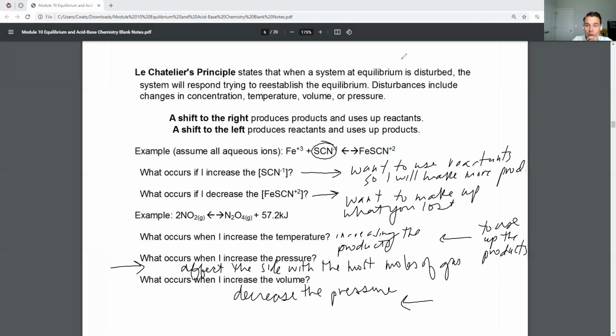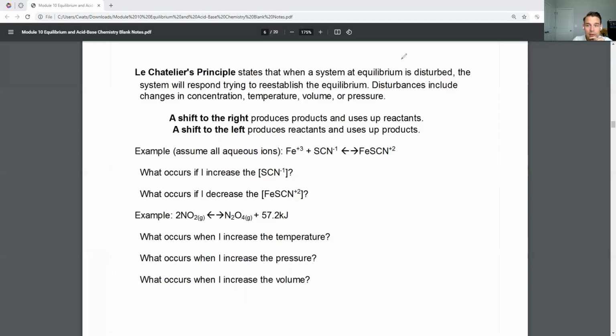Make sure you look at that homework assignment. It's a good one, I think. It's got a lot of examples in it.